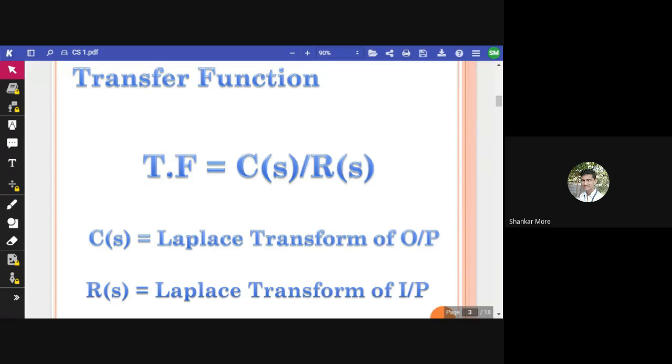Transfer function is nothing but the mathematical representation of a control system, right? If we put it into the form of mathematics, transfer function is equal to C(s) by R(s). So what is C(s) here? C(s) is the Laplace transform of the output of the given control system, and R(s) will be the Laplace transform of the input of the control system, right?